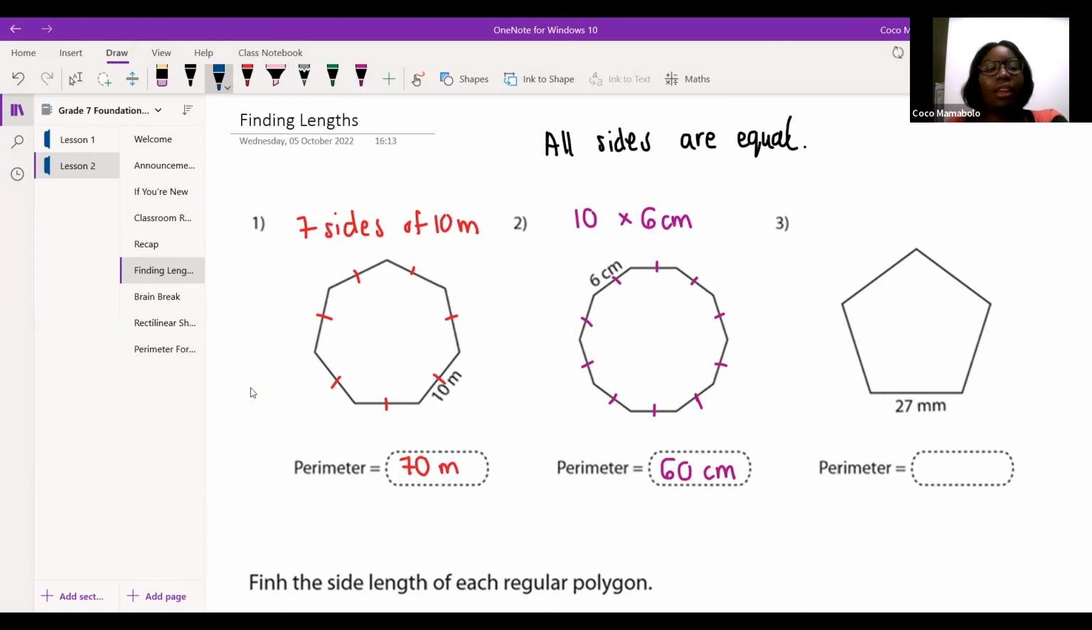All right, guys, let's do the last one here quickly. 27 millimeters. How many sides do we have? 1, 2, 3, 4, 5 sides that are 27 millimeters each. So what is the perimeter of this going to be? I know I have 5 sides that are 27 millimeters each. Therefore, P is going to equal to, thank you, Guguletu. Excellent.